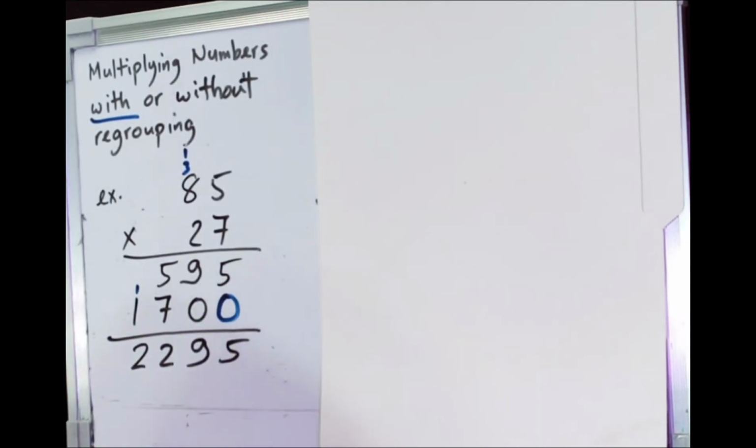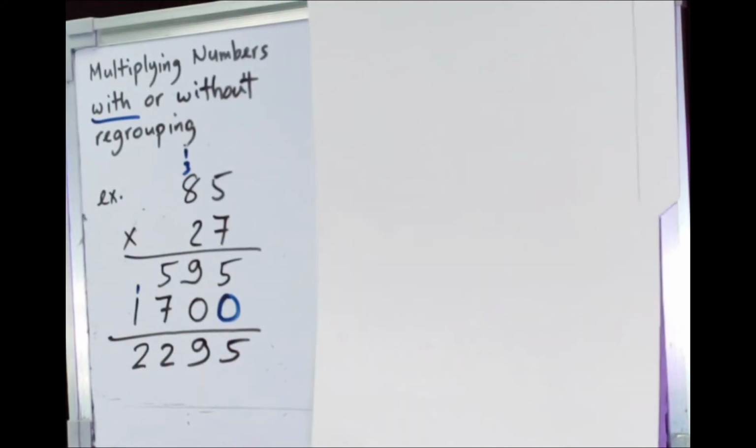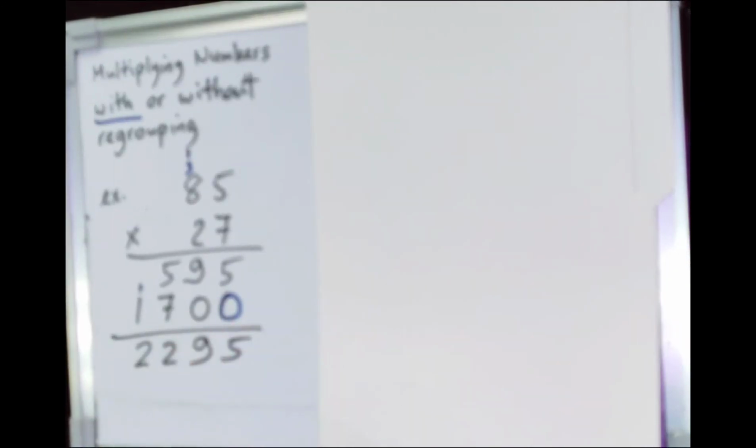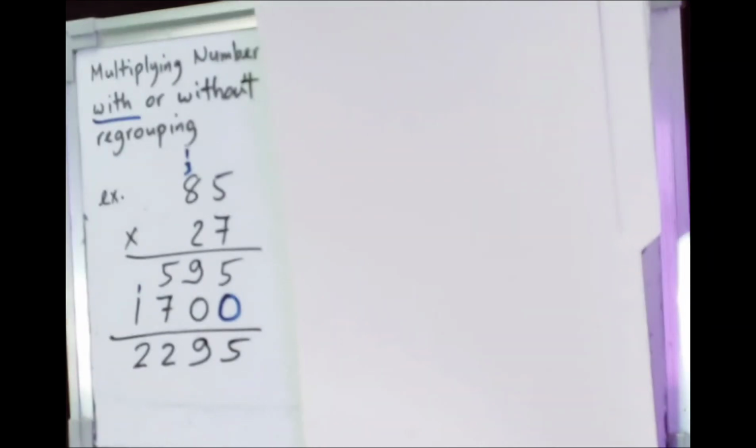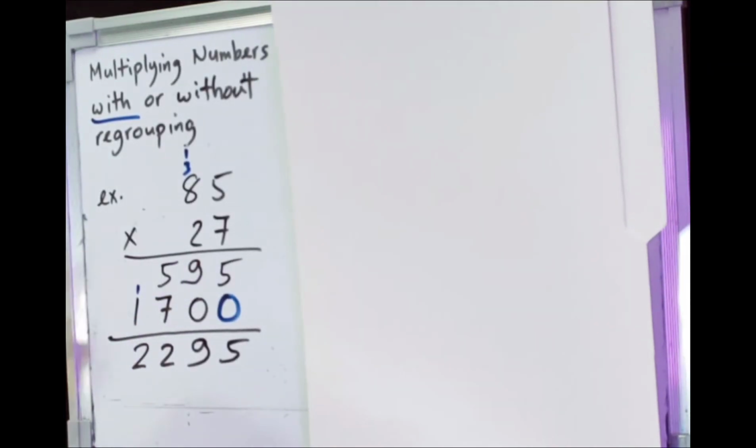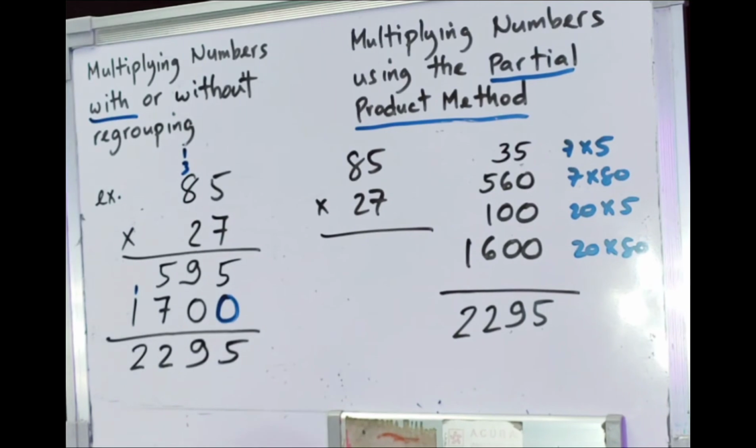So you may consider this as your first partial product, the second partial product, and you add everything, and you'll end up with 2,295. But this is the standard way of multiplying a 2-digit number by a 2-digit number. Again, we have a regrouping here. But if the instruction is to multiply these two numbers using the partial product method, this is how you do it.